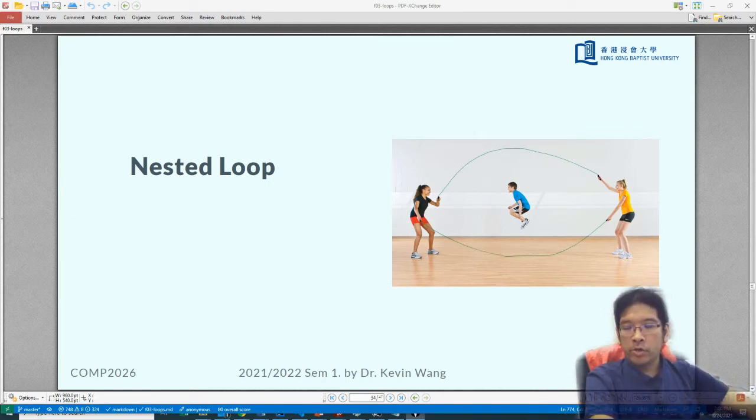Today we're going to continue on the topic loop. We want to focus on how multiple loops can be used together to create more sophisticated logic. So if you haven't gone through our for loop and while loop chapter, please watch the video.